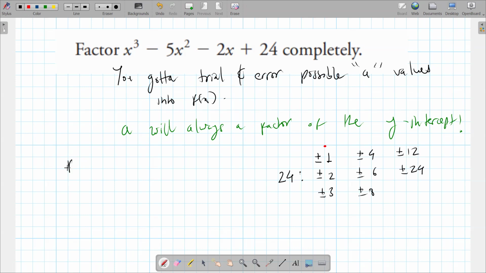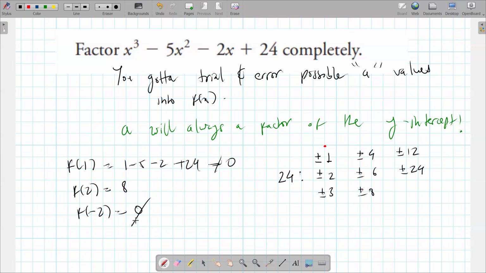So here let's try f of 1. That's 1 minus 5 minus 2 plus 24. That is not 0, so 1 is out. I think negative 1, there's no way negative 1 works either, so that's out. I'm going to try 2. F of 2, so I'm plugging x as 2. So 2 cubed minus 5 times 4 minus 2 times 2 plus 24 gives me 8. That's not good enough. Let me try f of negative 2. So negative 2 cubed minus 5 times 4 plus 4 plus 24. So negative 2 gives me a 0.